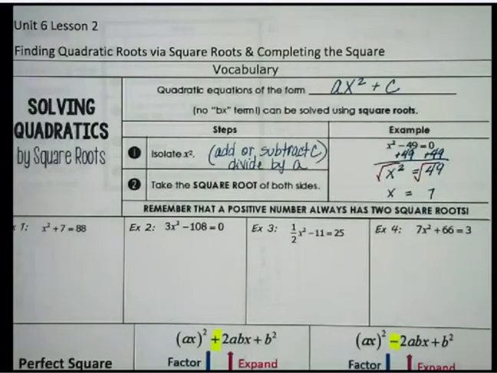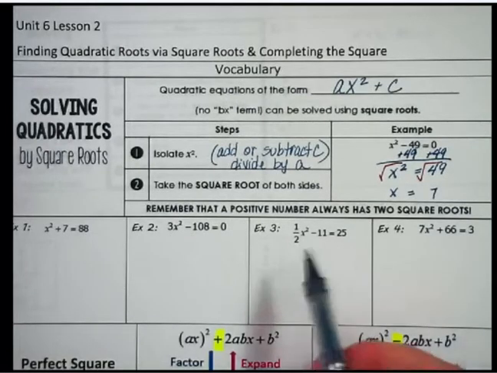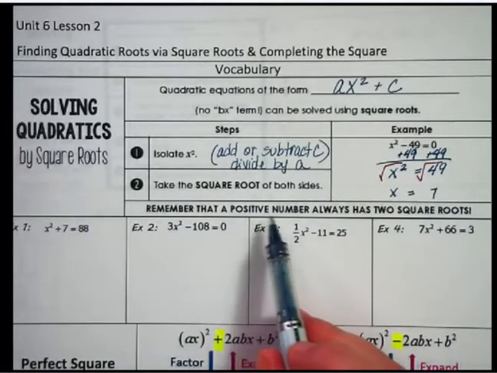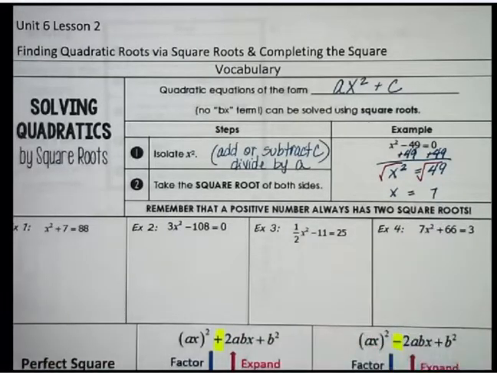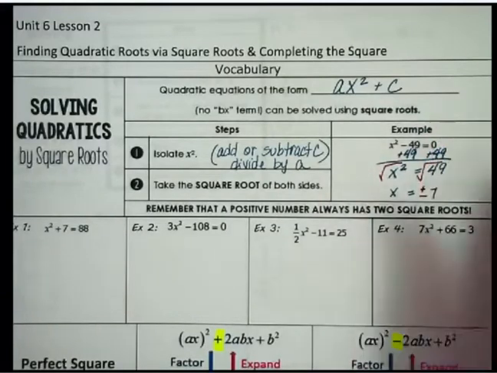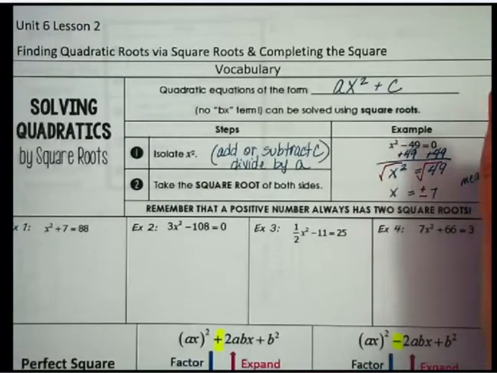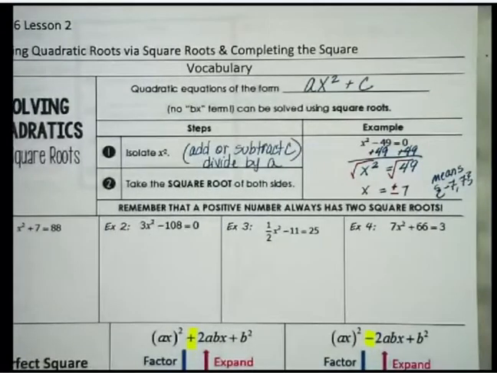Okay? Now here's one key thing that you do need to remember. Whenever you take a square root, it is always going to have 2 possible roots. So I need to put plus and minus, okay? And what that means is that my 2 solutions are -7 and +7. I have 2 solutions for this, okay?